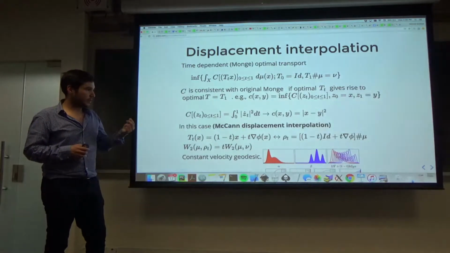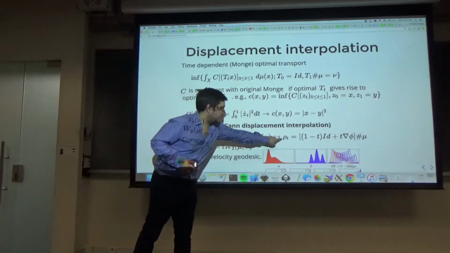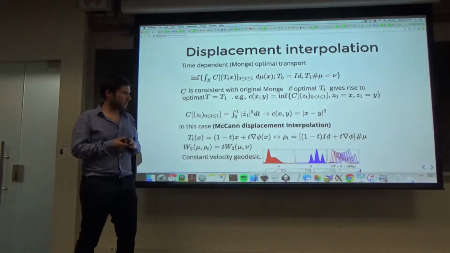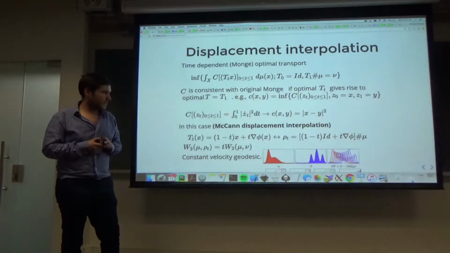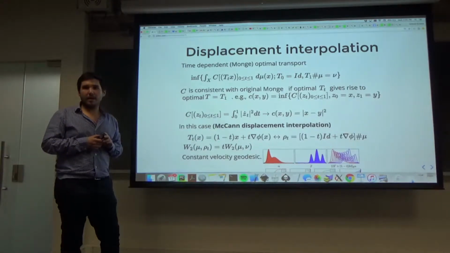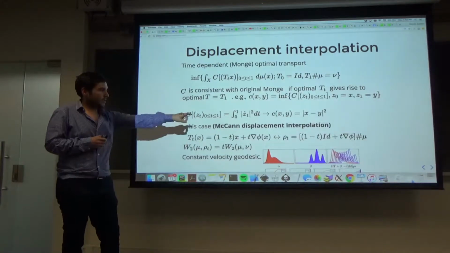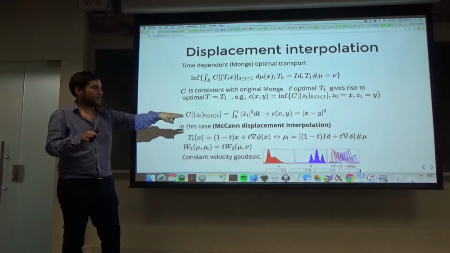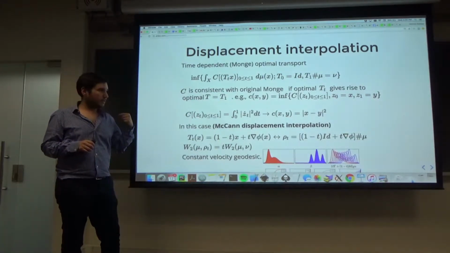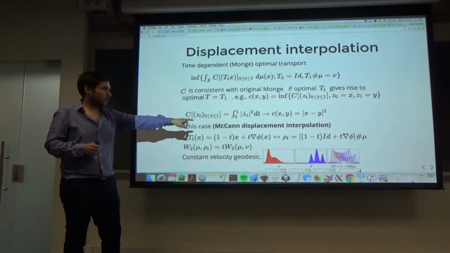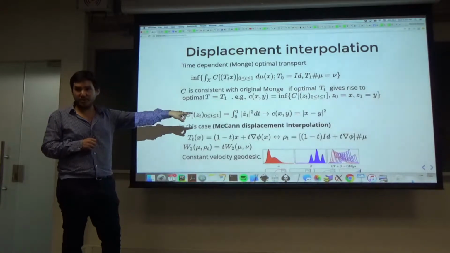And this is going to be very relevant because we have this equation with this assignment, which says that at a certain time t, the measure that we are going to be getting is an interpolation in some sense of the identity and the final one, which is mu, and this is given by the McCann displacement interpolation.